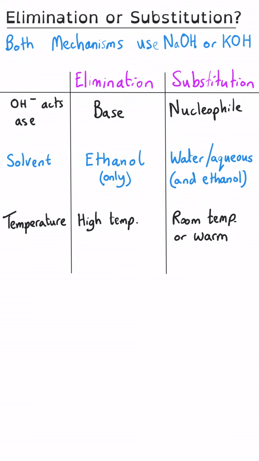But the important distinction is that if you want to make the alkene through the process of elimination, the temperature needs to be higher and the solvent must only be ethanol, whereas for substitution the solvent is primarily water and it takes place at low temperature. At most you would just warm it to speed up that reaction a bit.